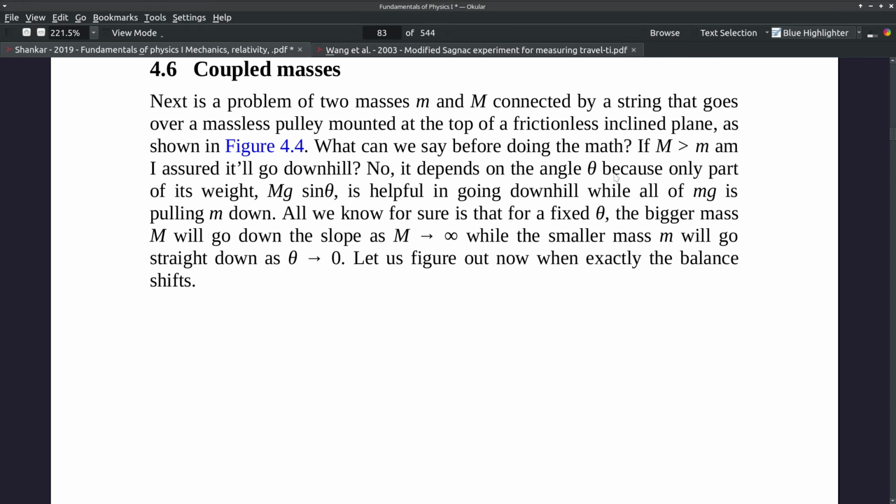Theta. Because only part of its weight, Mg sine theta, is helpful in going downhill, while all of mg is pulling m down. All we know for sure is that for a fixed theta, the bigger mass M will go down the slope as M goes to infinity, while the smaller mass m will go straight down as theta goes to 0. Let us figure out now when exactly the balance shifts.